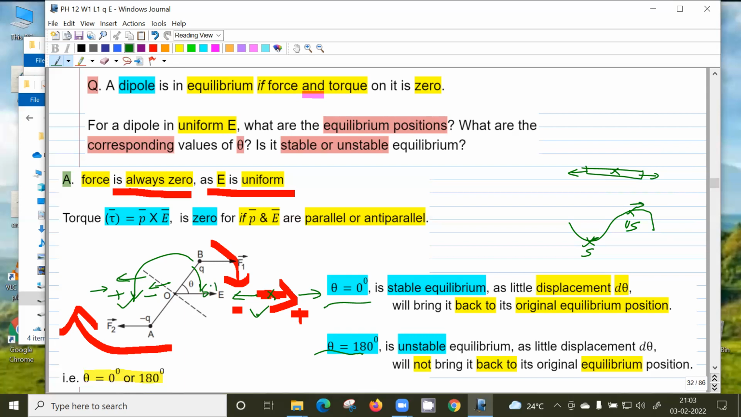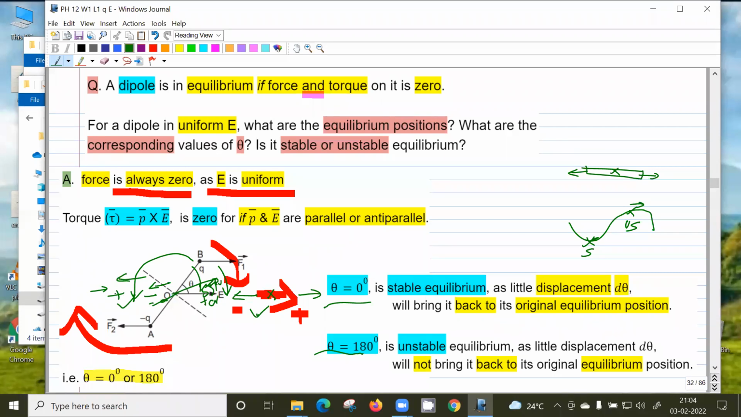So when the dipole is like this, say plus Q is like this, suppose we give it a little bit of push like this. Will it come back or not? See, plus Q is here and minus Q is here. This is an equilibrium position, right? Suppose I give a slight push like this and make the dipole like this. Will it come back to its original position or not? Yes, because the torque is clockwise.